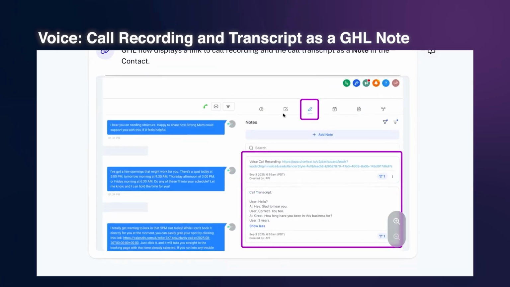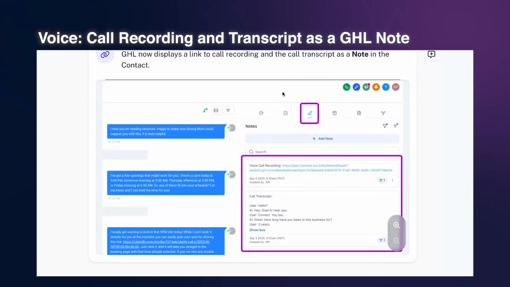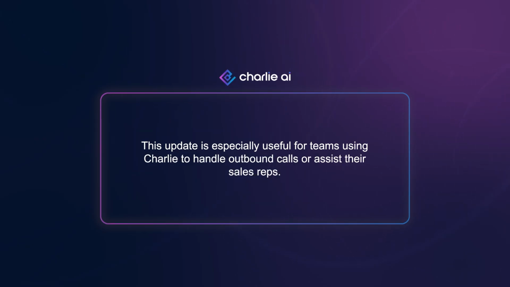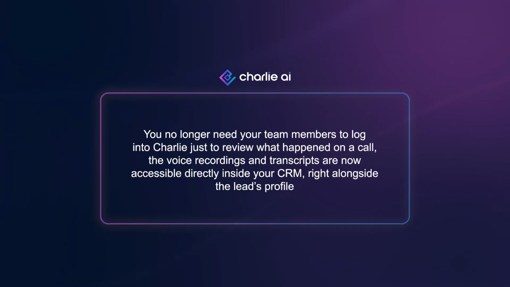But then what will happen is, if you go into GHL, into your CRM, and look at that lead, you click on notes and you'll see the link to the voice recording and the full transcript of the conversation. Very soon this same feature is coming for HubSpot and Zapier. Especially if you have it doing calls for your sales teams or doing outbound inside of your sales operation, you don't necessarily want your team to log into Charlie to see the conversation that the voice agent had with your prospect. Now you can see it right then and there.